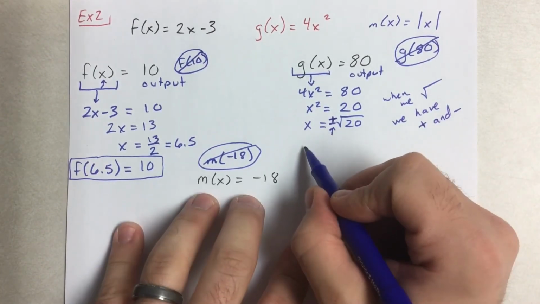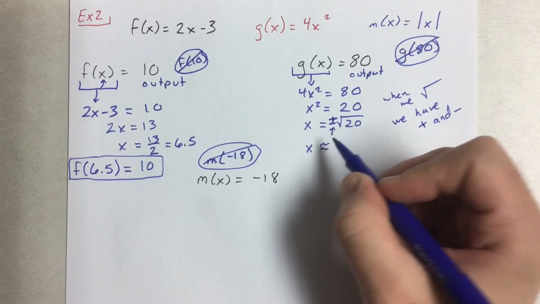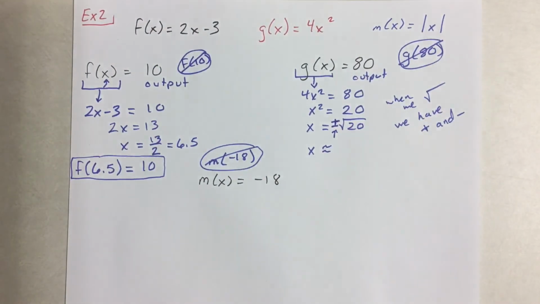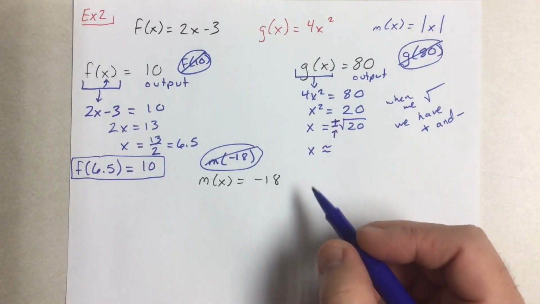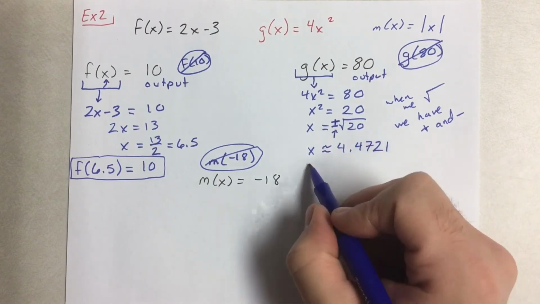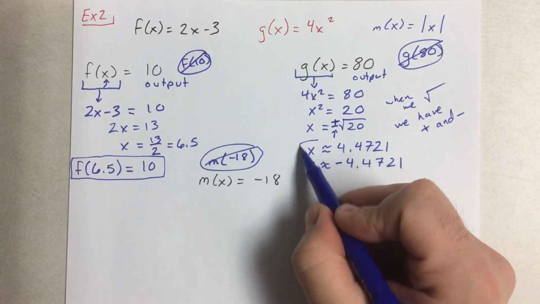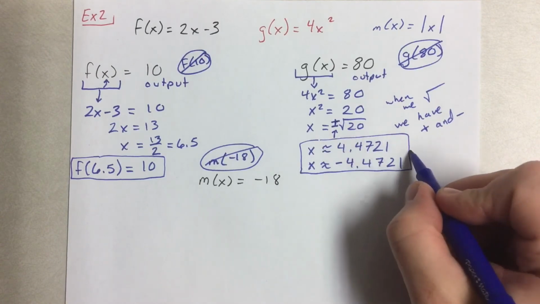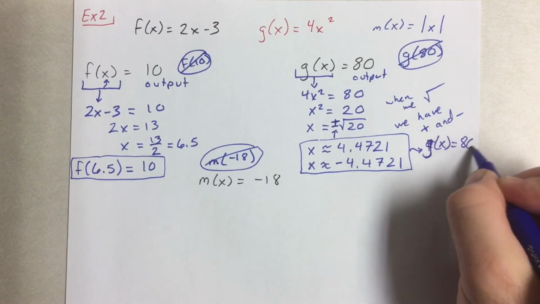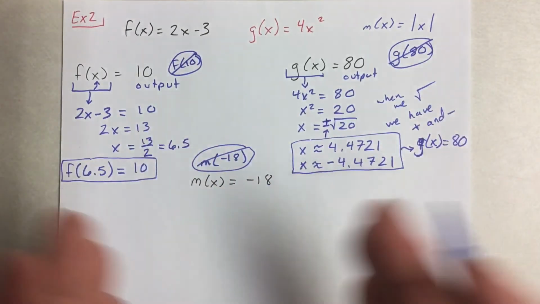So in our calculator, we can easily type in the square root of 20, and with that, you get a value of approximately positive 4.4721, and then the negative would be negative 4.4721. And these are the two results. So with these two results, we get an output of 80 with the g of x function. It's important to understand that that's the g of x function, so it's going to be different with the others.